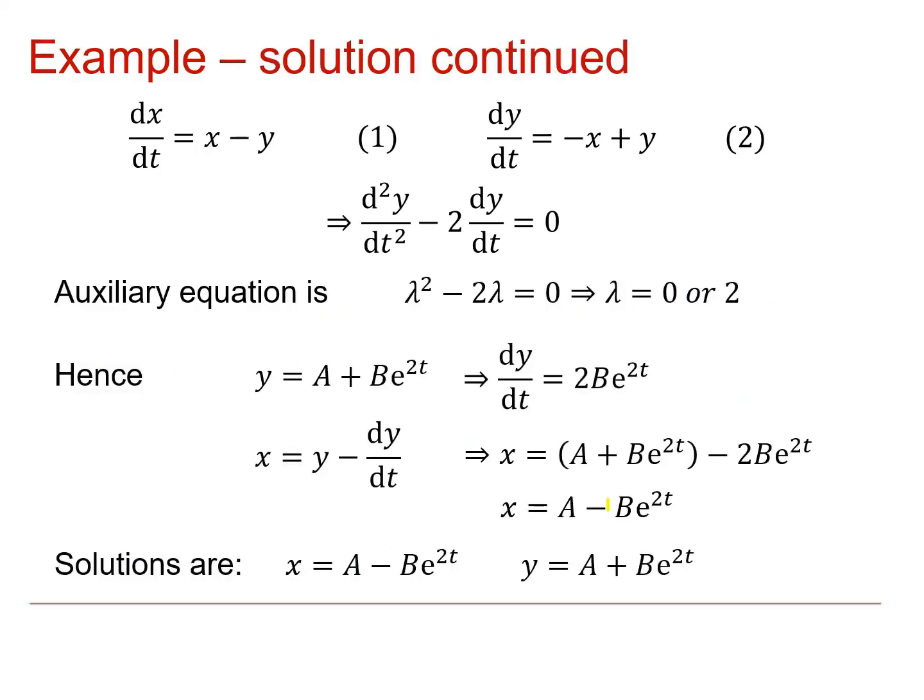And again, there's that constructed neatly for you. There's the solution of my auxiliary equation. There's establishing a solution for y from the auxiliary equation, and therefore for dy by dt, and substituting all of those back into a rearrangement of equation 2 to give me x, and therefore my two solutions x and y.